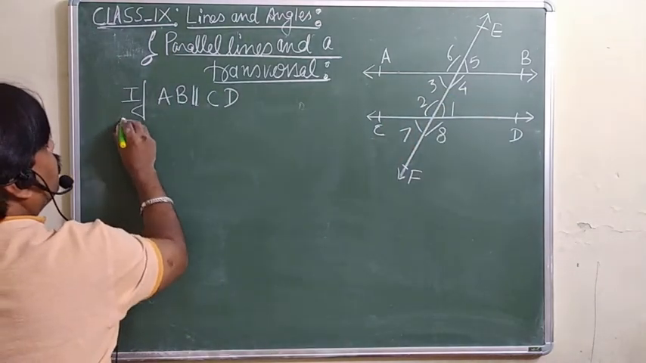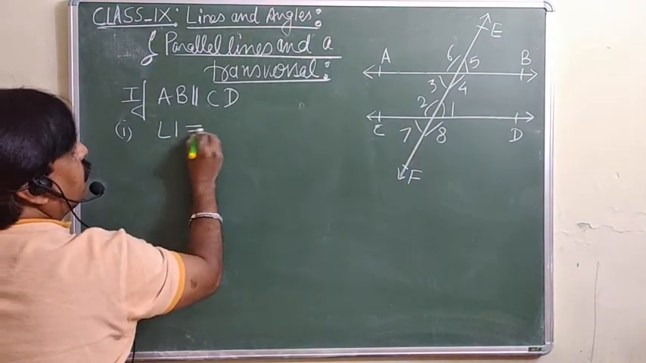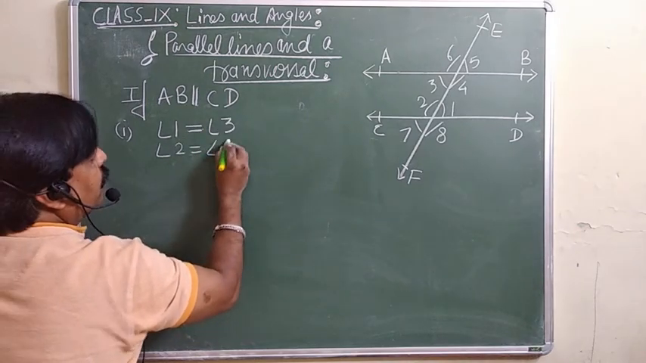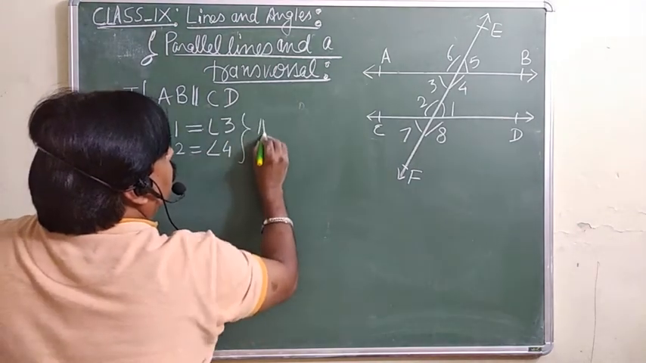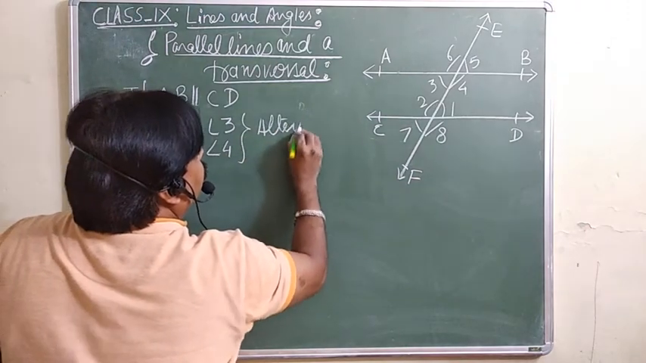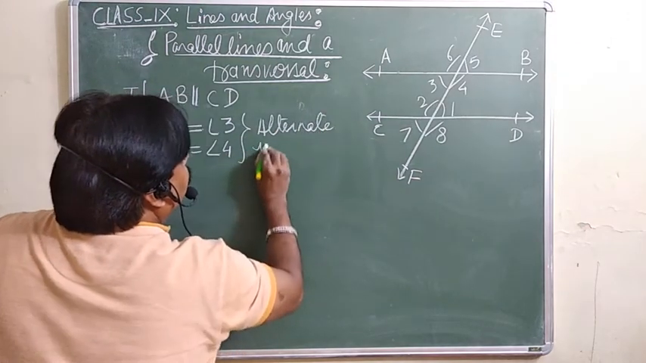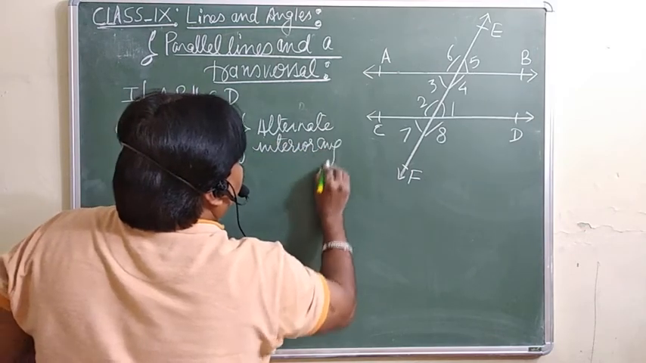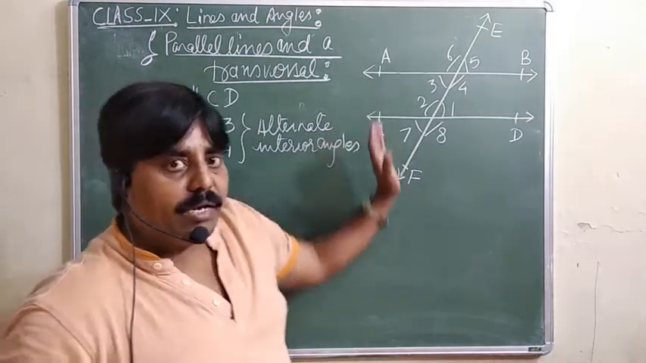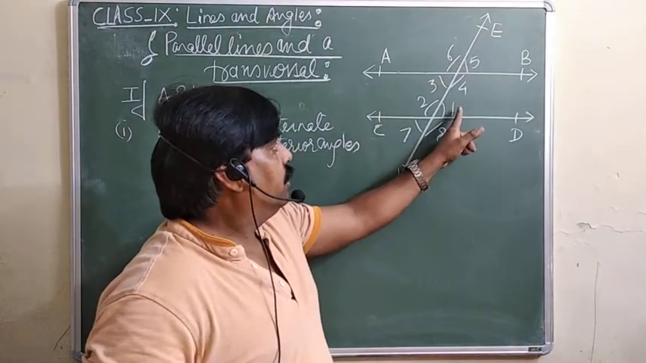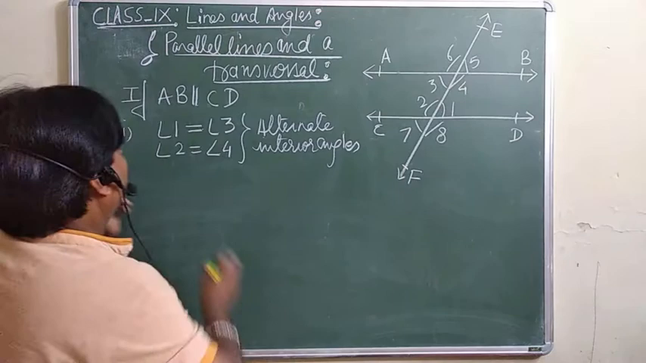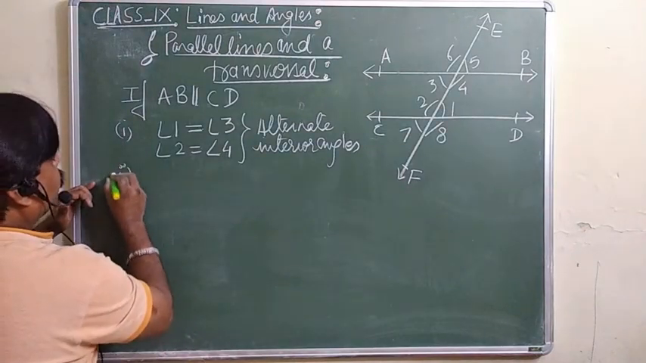So the first case is angle 1 is equal to angle 3. Angle 2 will be equal to angle 4. These are the alternate interior angles. So if the parallel lines are intersected by a third one, then their alternate interior angles are always equal.